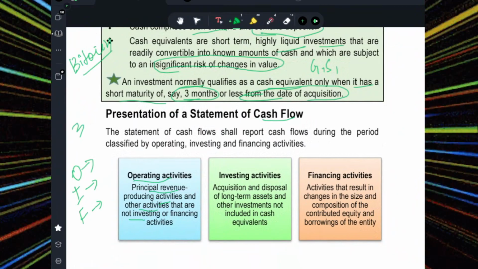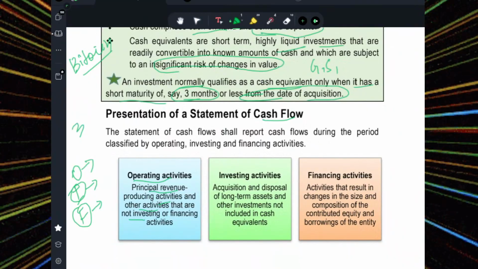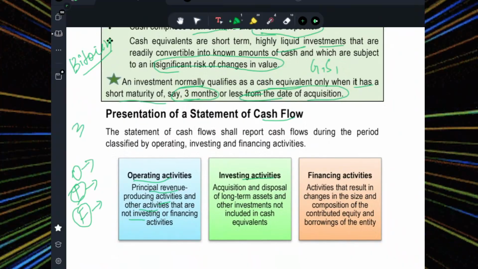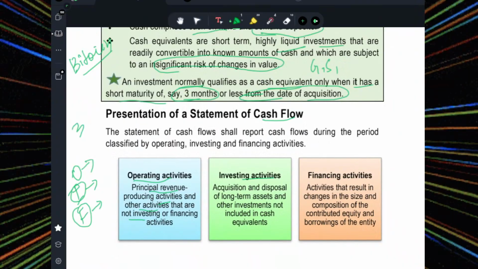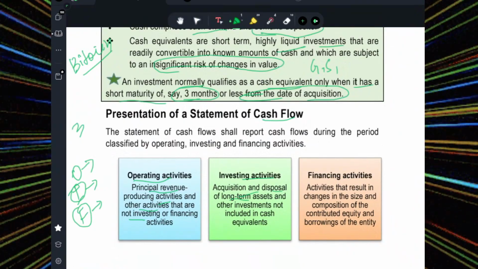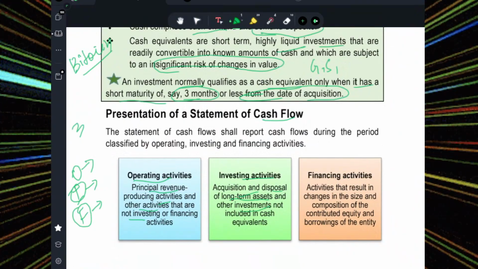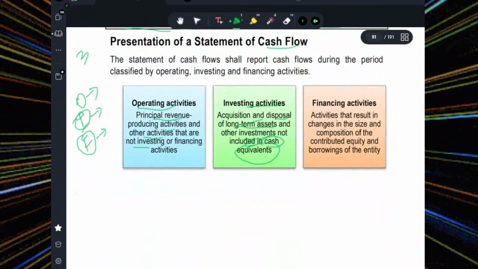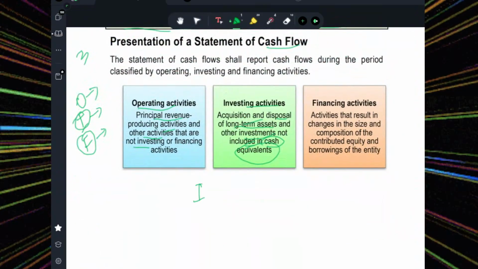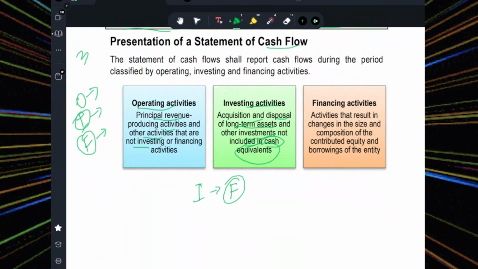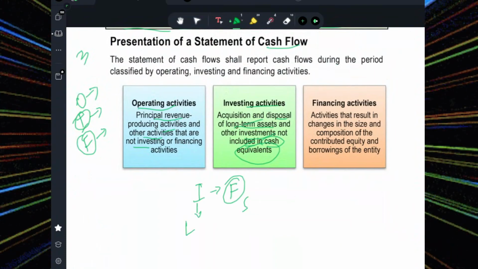So the activities other than investing and financing activities are operating activities. What is investing activity? Activity other than operating and financing activities, you can say, but specifically the acquisition and disposal of long-term assets and other investments not included in cash equivalents. Financial activity has a short duration, but investment activity has a long duration.